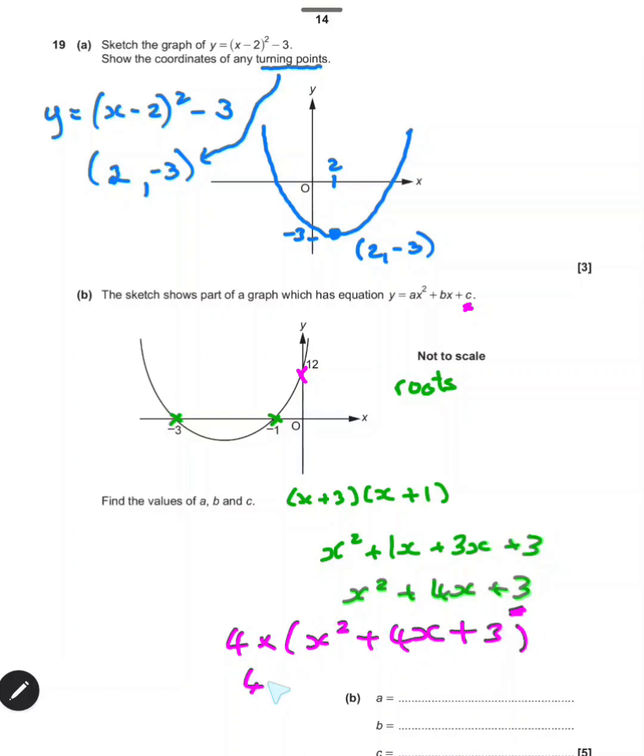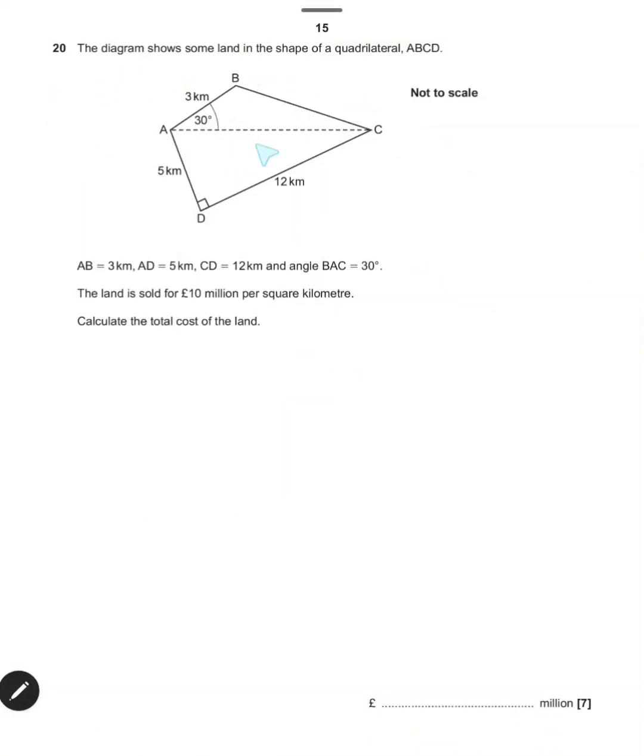And what we get is 4x squared plus 16x plus 12. We've got A equals 4, B equals 16, and C equals 12. So final question on this paper, we've got a 4-sided shape made from 2 triangles. All this is just information on the diagram, and we're told the land is sold for 10 million per square kilometre. That there is suggesting that this is an area problem.